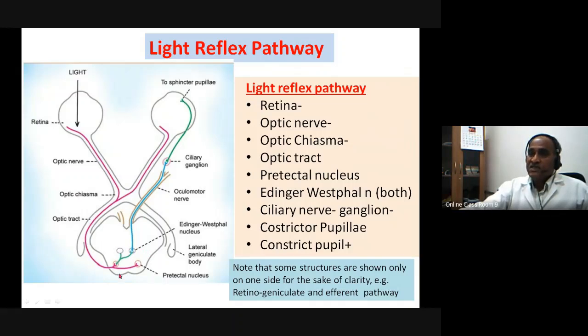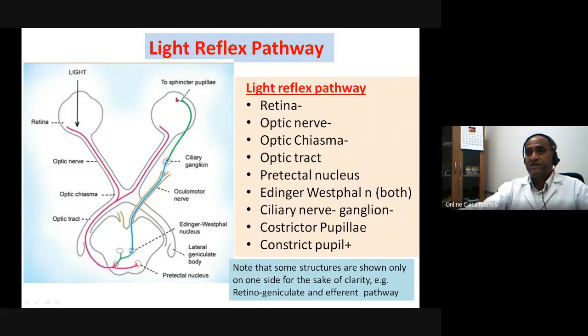So the efferents, this is the efferent starting from the pretectal nucleus. The Edinger-Westphal nucleus becomes the center, and from here the output goes through the third cranial nerve, the oculomotor nerve, parasympathetic division, and is released into the ciliary ganglion. From the ciliary ganglion, it will supply the constrictor pupillae, that is the constrictor muscles or the concentric muscles. So they will supply the constrictor pupillae and constrict the pupil.